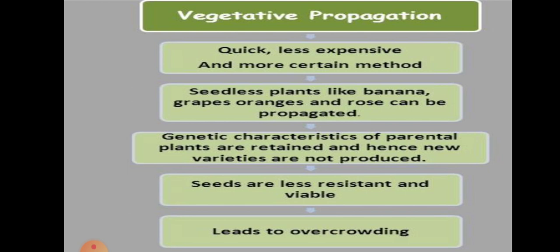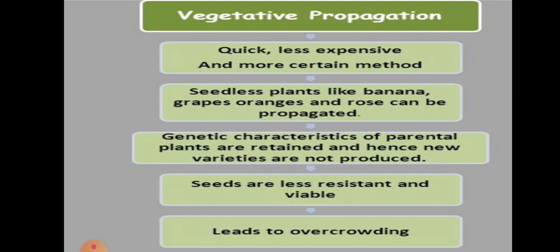First one, it is quick, less expensive, cost effective, a faster technique to obtain new varieties by certain methods. Next, this technique ensures the consistency of plant variety for sale. Seedless plants like banana, grapes, oranges, rose can be propagated. Genetic characteristics of parental plants are retained and hence new varieties are not produced here. Seeds are less resistant and viable, which leads to overcrowding.